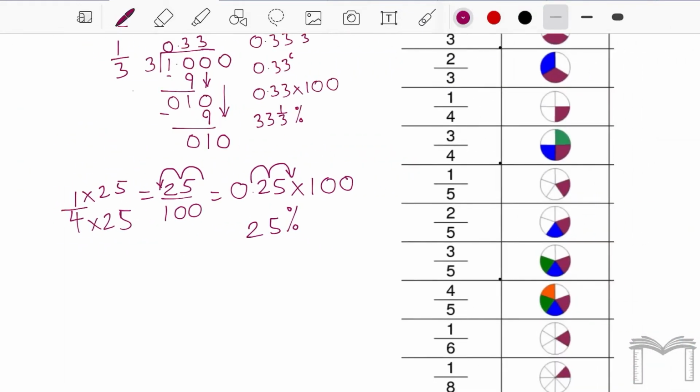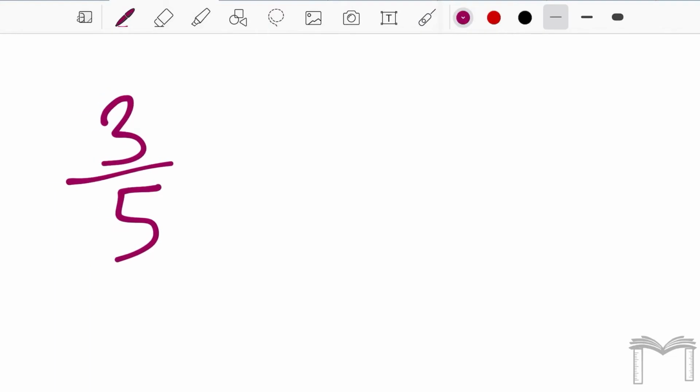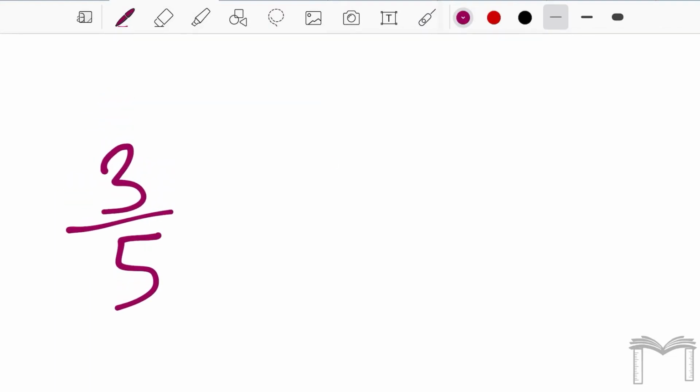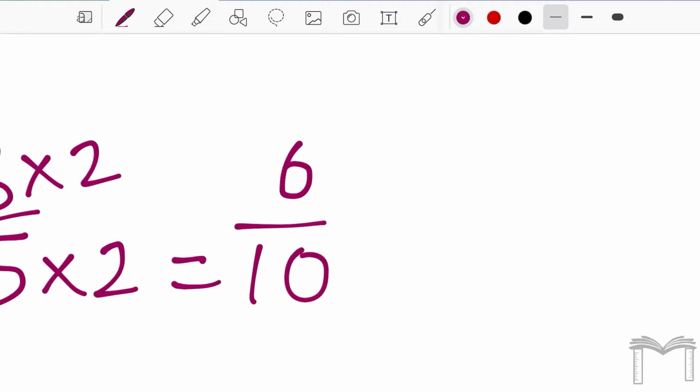Next, let's do 3/5. So can we multiply this 5 to get 10 or 100? Yes, we can easily multiply by 2 to get 10. We must do the same with the numerator. So we'll get 6/10. Some of you would know that this is 0.6. For those who don't, when we divide by 10, we carry the decimal point 1 place to the left. So that's 0.6.